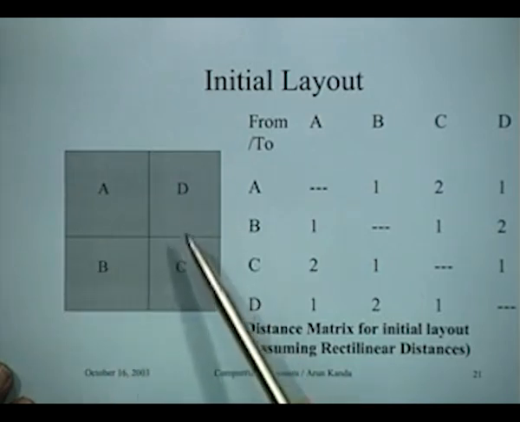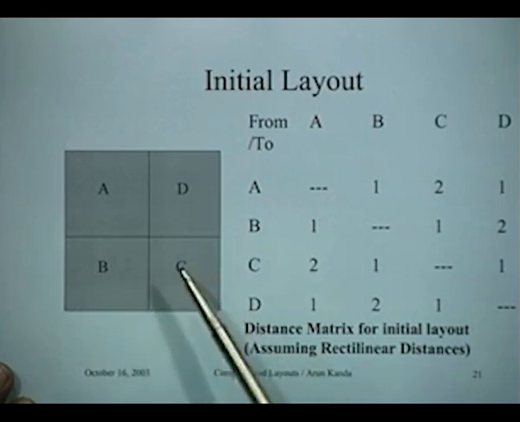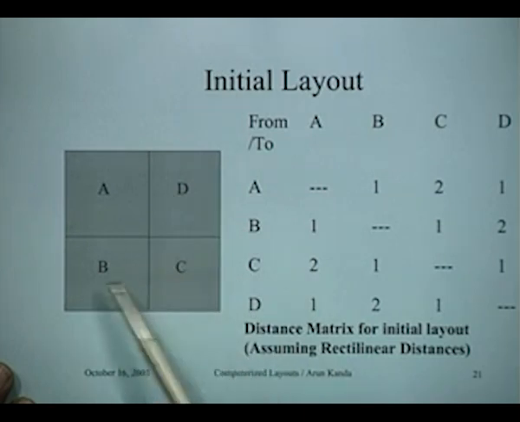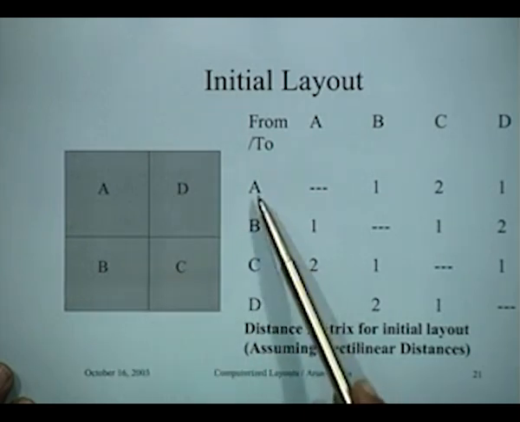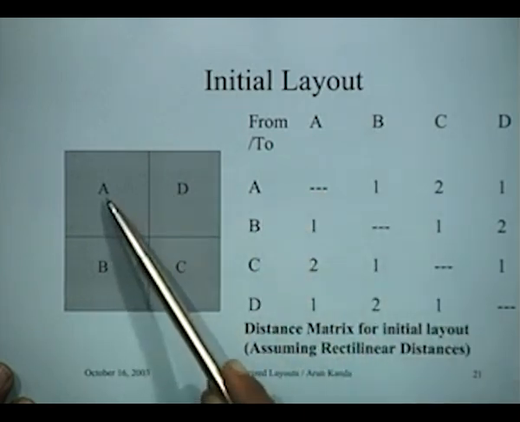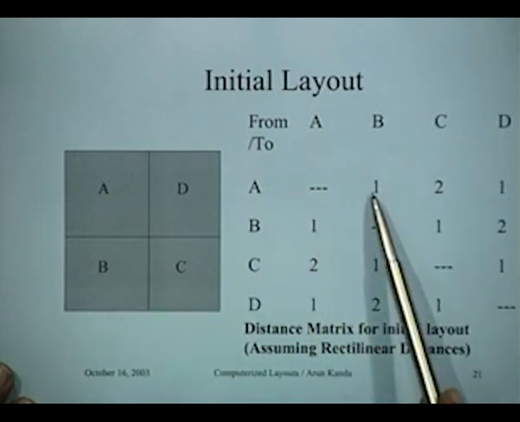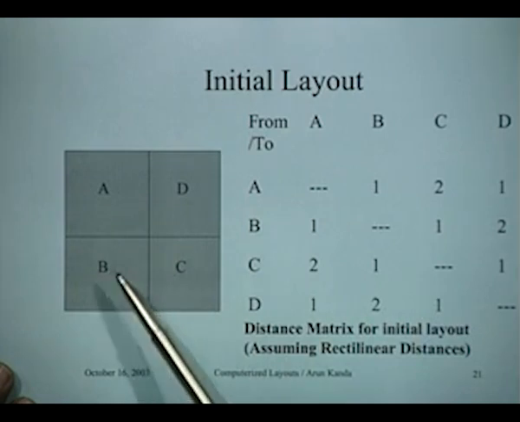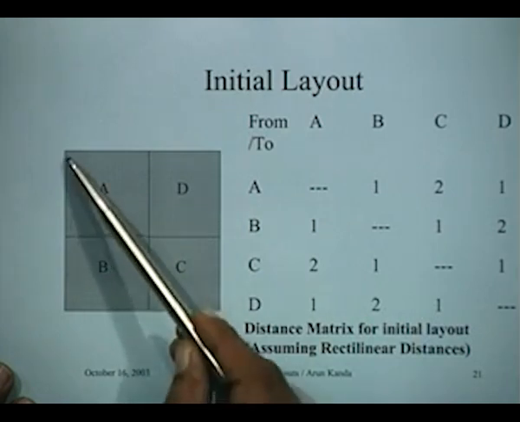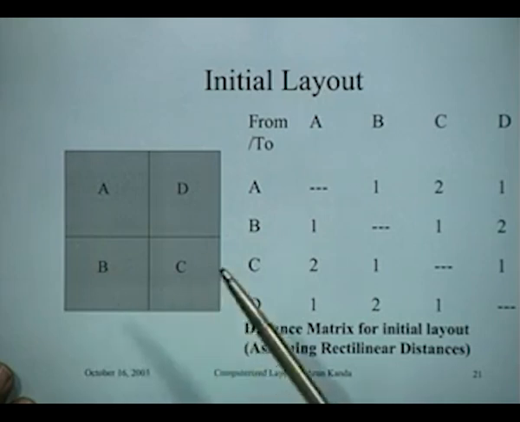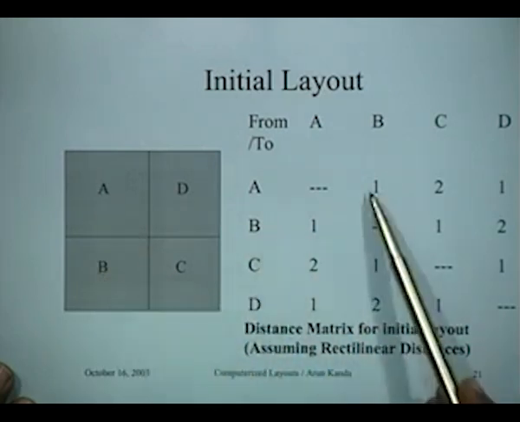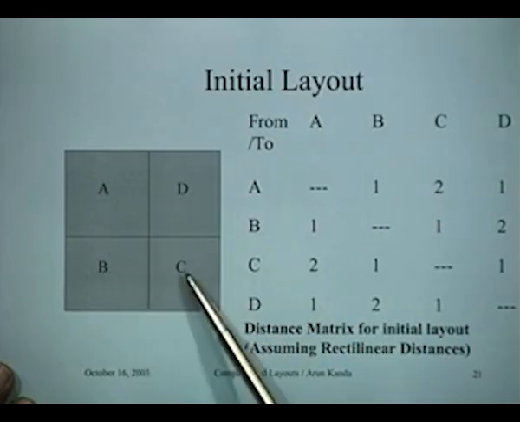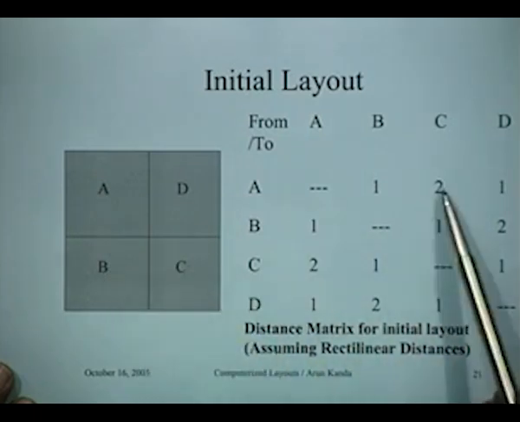And for this particular layout, you can easily determine the distances between the various pairs of departments. For instance, if I go from A to B, I have to travel a distance of 1 unit. We are measuring distances between the centroids of the departments, and we are assuming, for instance, that the side of each of these squares is 1 unit. So A to B is 1 unit. A to C is 2 units, because I am assuming that you will have to go like this from A to C. So 2 units.